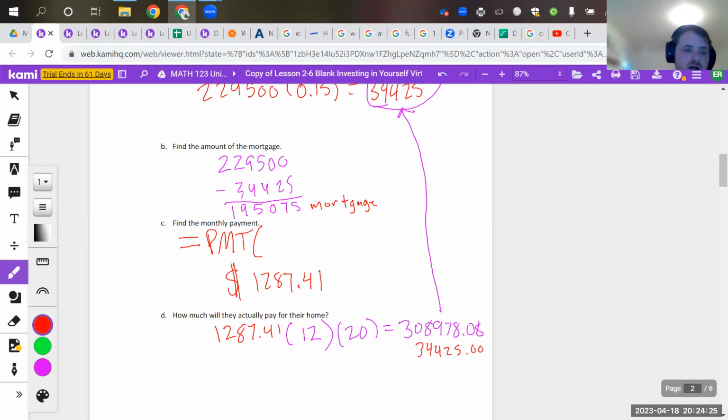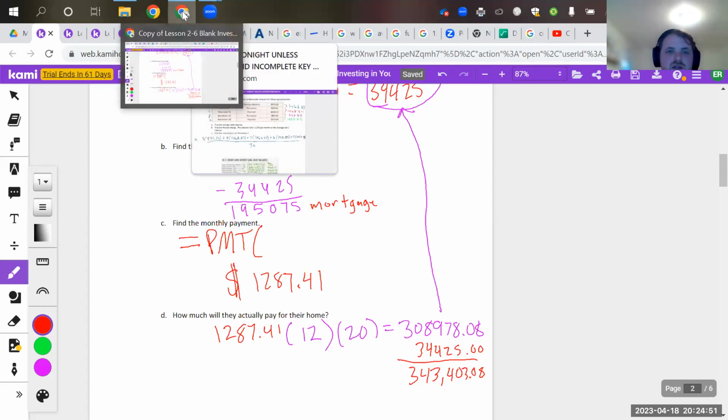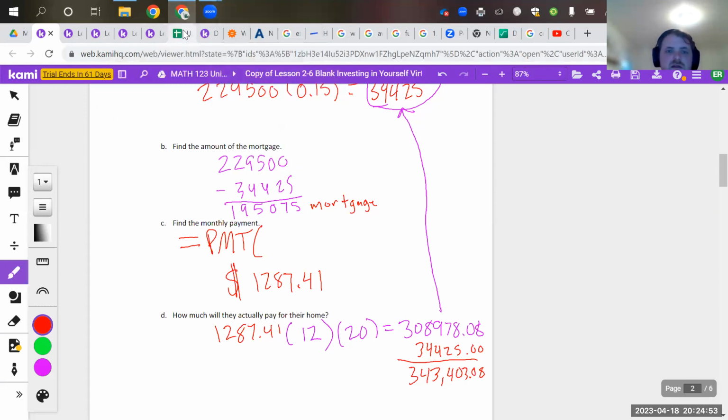And so you have to add that to the down payment, which adding those together gives you $343,403.40. Or is it $403.08? The answer key says 40 cents. It's probably just a little bit off there. If I put it in Excel, it might have done 12 and 20. We'll see what it did.